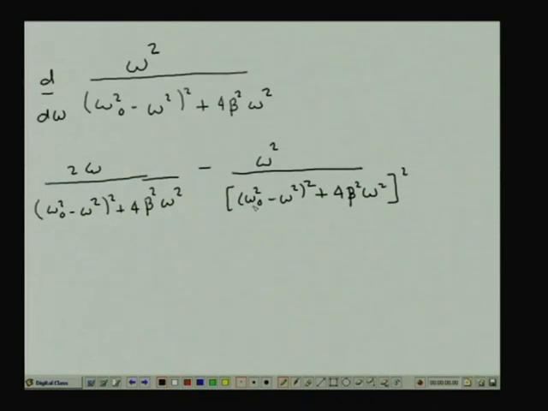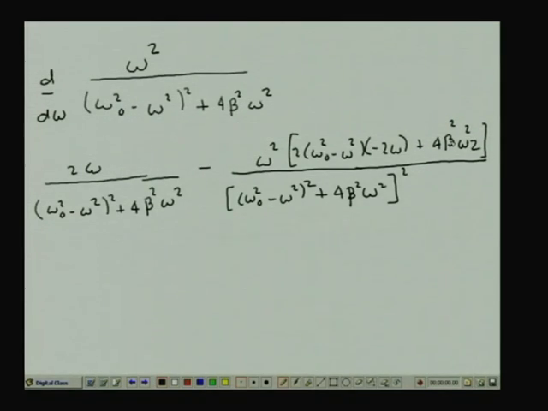So, let me write down the derivative of the quantity inside. If I differentiate the first term over here, what I have is 2 times omega naught square minus omega square, and then I have to differentiate minus omega square. If I differentiate minus omega square, I will get minus 2 omega, and then if I differentiate the second term, I get a factor of plus 4 beta square omega square into 2.